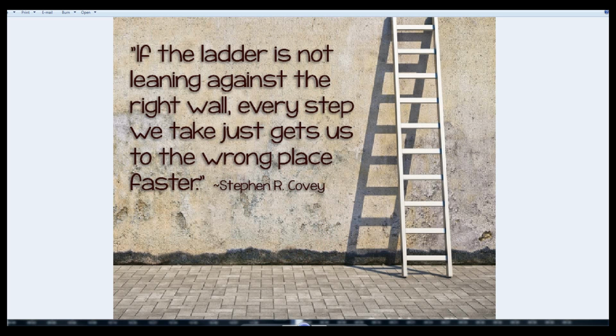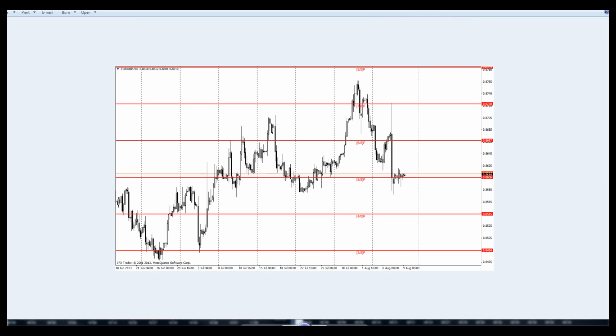What edge or lean do you trade with, and do you trust it? There are an awful lot of leans out there, and it can be really confusing for traders. What is a lean anyway? Stephen Covey says, if the ladder is not leaning against the right wall, every step we take just gets us to the wrong place faster. So it's a strong wall to lean against for support, right? Let's take a look at some examples of what strong walls are being used for traders today.